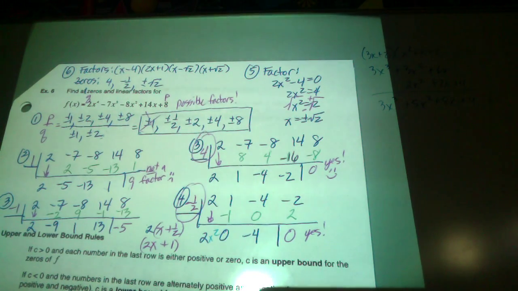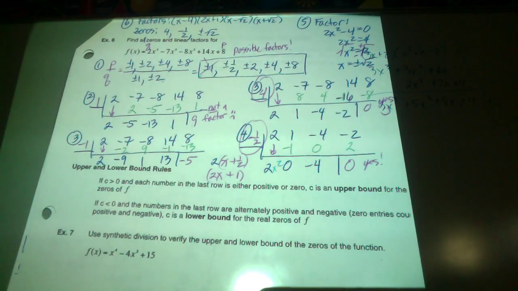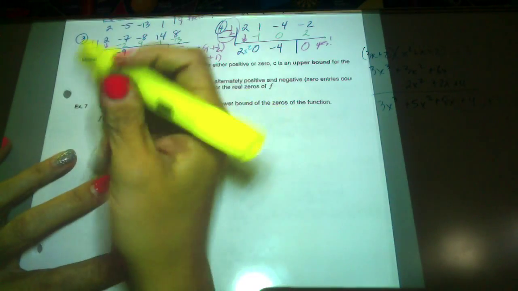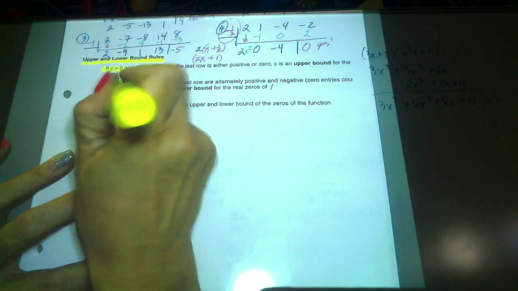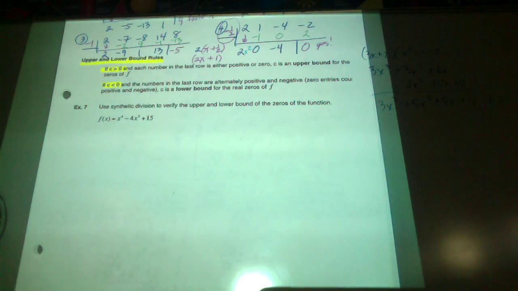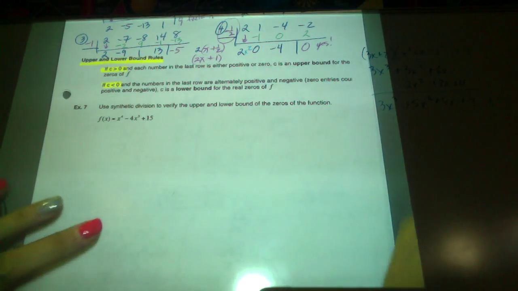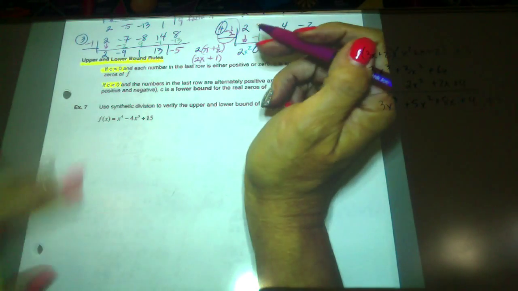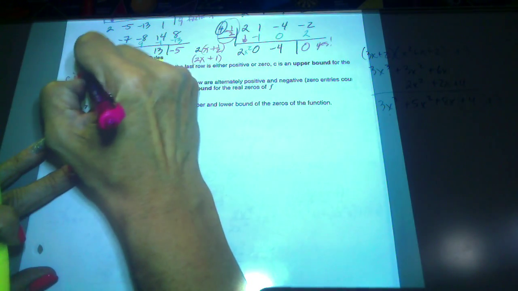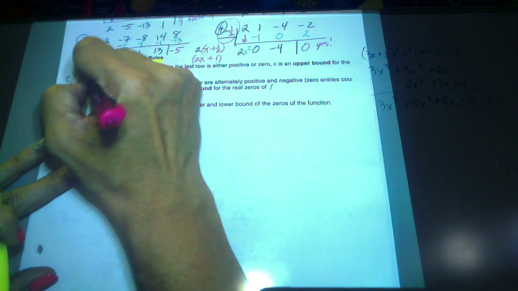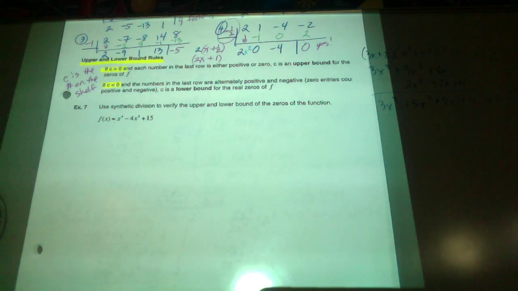All right, so how are we going to narrow down this field so we don't have this frustration happen? We can look for something called upper and lower bounds. And there are rules for what we call upper and lower bounds. This is just a gift from the math gods above. If c is greater than 0 or less than 0, well, the question begs, what the heck is c? C is the number on the shelf, what you're dividing by in synthetic division.